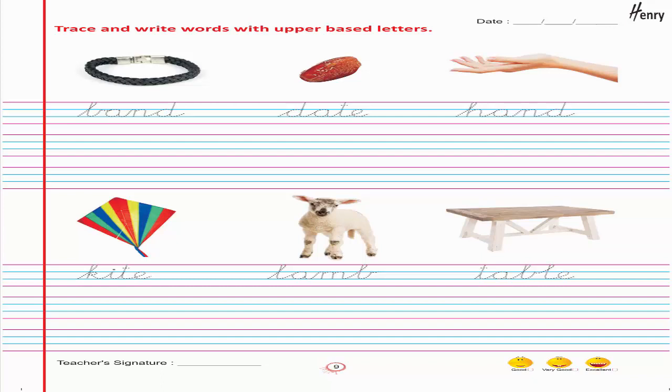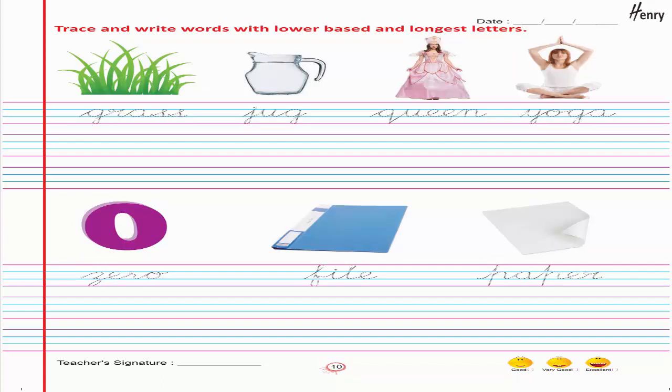kite, lamb. Trace and write words with lower based and longest letters. Grass, jug, queen, yoga, zero, file, paper.